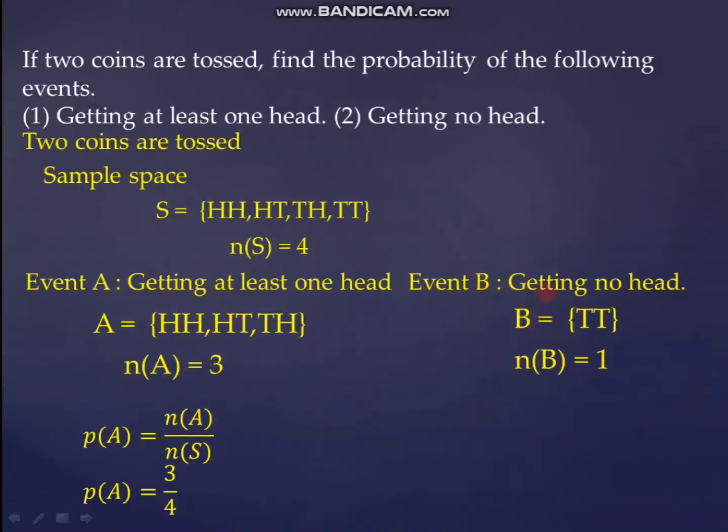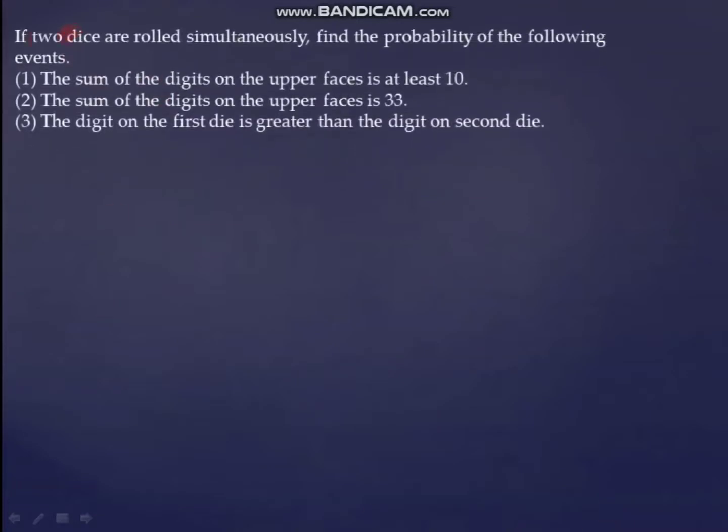Again we have to find the probability of event B. That's why we should use the same formula, that is P of B is equal to n of B divided by n of S, that is 1 divided by 4. Let us have the next question.